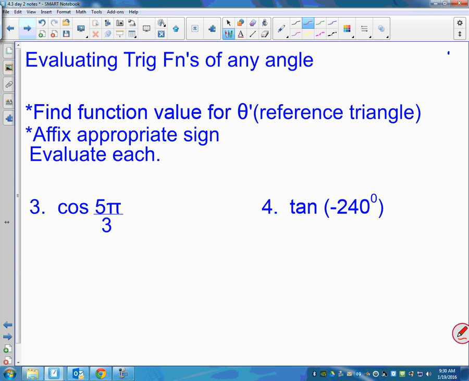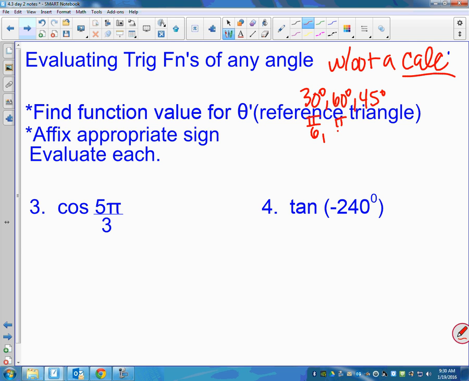So these are the steps that you need to do for evaluating trig functions of any angle without a calculator. Step one is figure out what your reference angle is. Without a calculator, your reference angle is going to be either 30 degrees, 60 degrees, 45 degrees, or in radians, pi sixths, pi thirds, pi fourths. Those are the only ones we can do without a calculator.